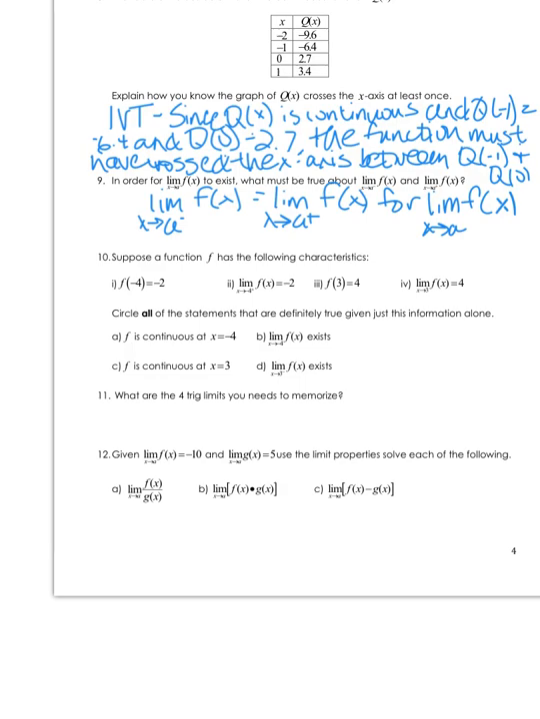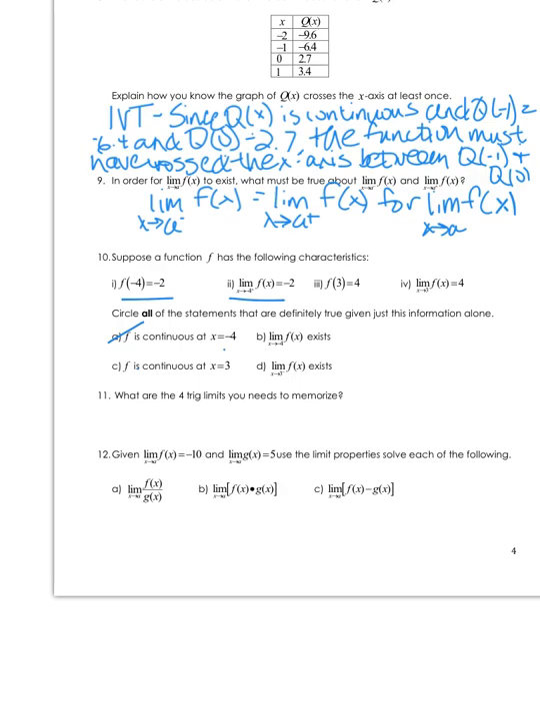So f is continuous at negative 4. In order to figure out if something's continuous, we would need to know the limit from the left, the limit from the right, and f of negative 4. We know the limit from the right, and we know f of negative 4 is negative 2. Those are the same, but we don't know the limit from the left. So it's not definitely true, okay?